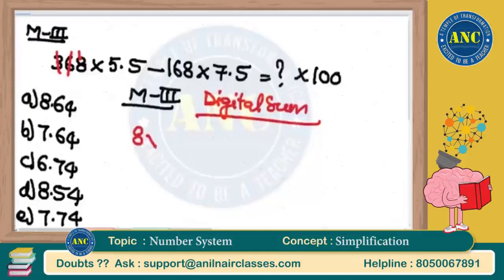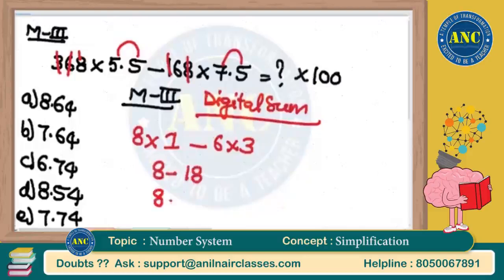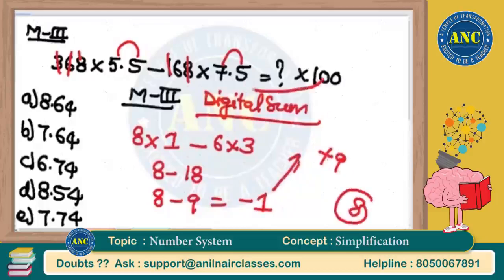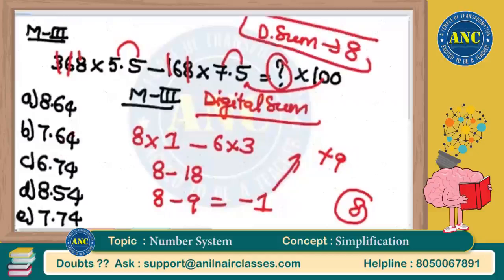Delete the digits whose sum is 9. 8 into 5 plus 5 is 10, minus 8 plus 1 is 9. 6 into 7 plus 5 is 12, 12 is 3, so 8 minus 9 is minus 1. When you get a digital sum of minus 1, add 9 to it. 9 minus 1 is 8. Reverse, 8 by 1 is 8. The digital sum of the answer in the question mark should be 8. 7 plus 6 is 13, 13 plus 4 is 17, 1 plus 7 is 8. Are you all with me?